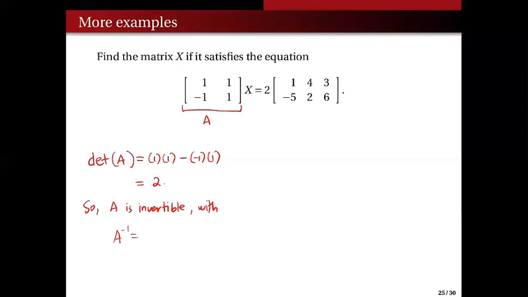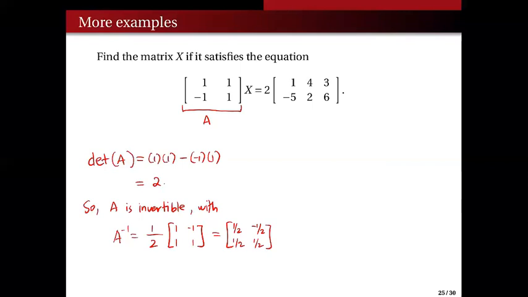A inverse is 1 over 2 times, we interchange, this is 1, 1. And then we negate the other entries. This is 1, this is negative 1. So that we will just have 1 half, negative 1 half. And then here, you have 1 half and then another 1 half in here.